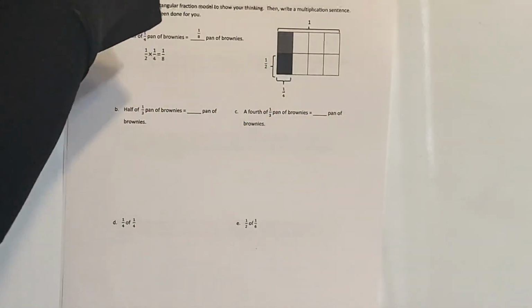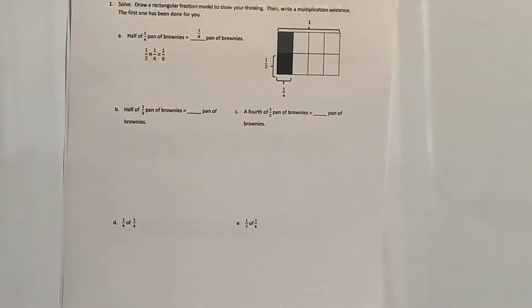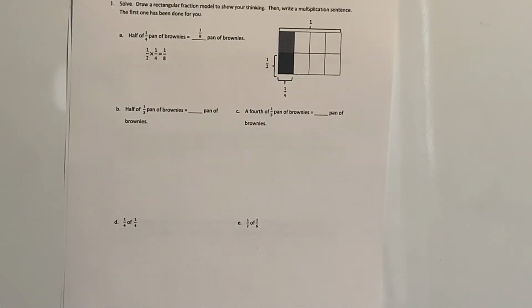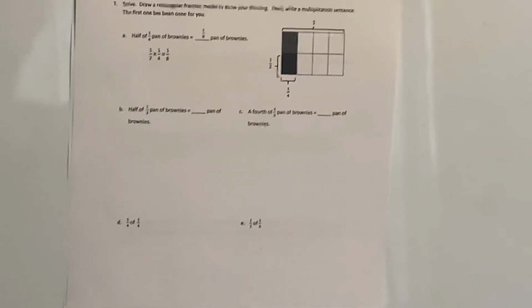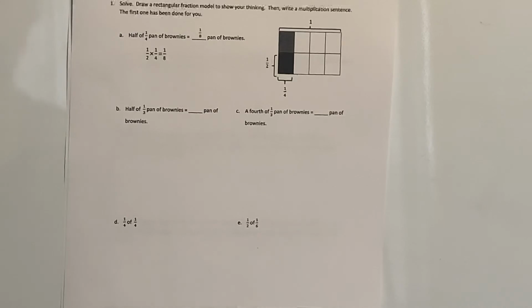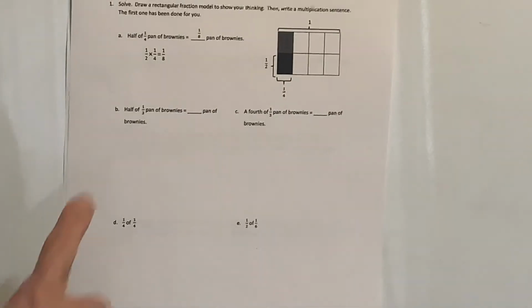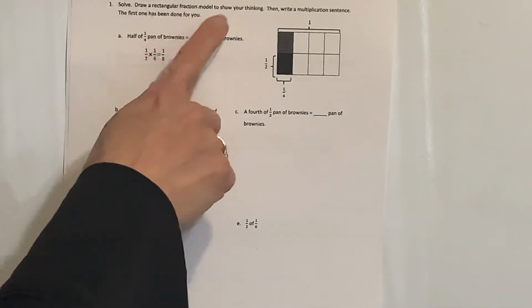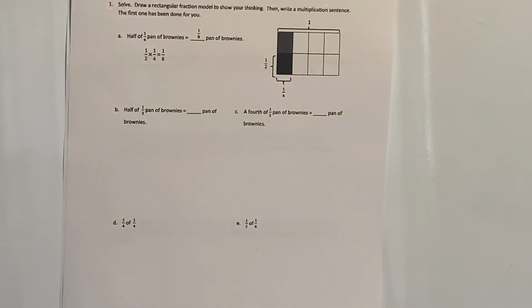So now we have the problem set that we're going to go over together. The problem set is very similar to what we did yesterday. It says to solve, draw a rectangle fraction model to show your thinking. That's the same thing that we were doing yesterday. I had the rectangles already drawn for you. Then write a multiplication sentence. The first one's been done for you.